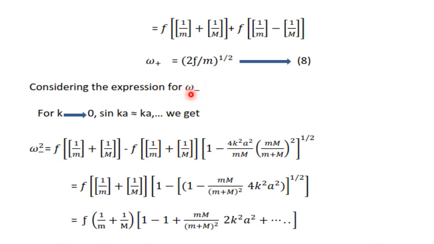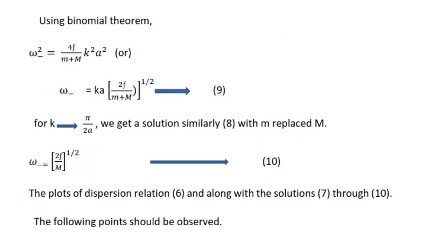Similarly, you consider the expression for omega minus. The same thing will happen and you will solve this equation and you will get this. Using the binomial theorem, you will get the answer like that. That is omega minus equal to 2f by capital M whole power half for k tending to pi by 2a. This is k tending to 0, and this is k tending to pi by 2a.